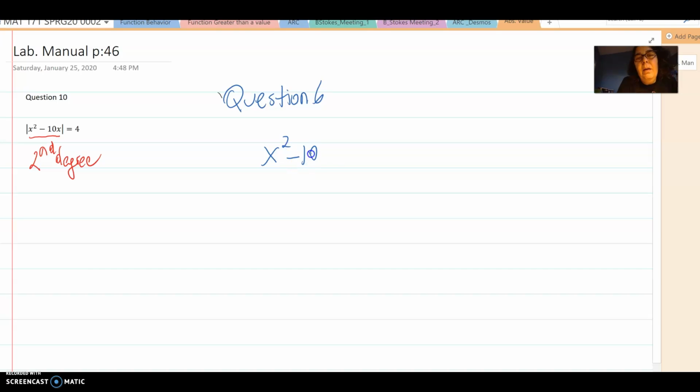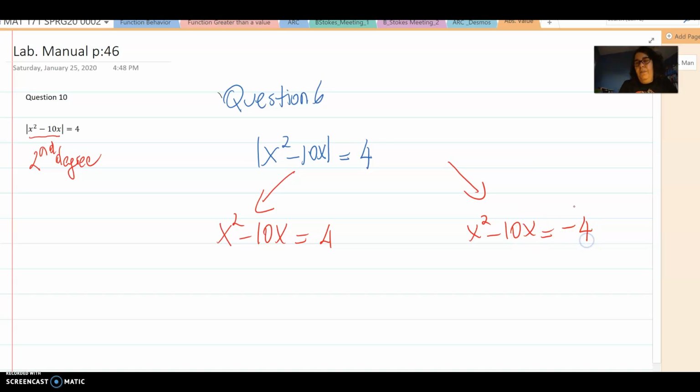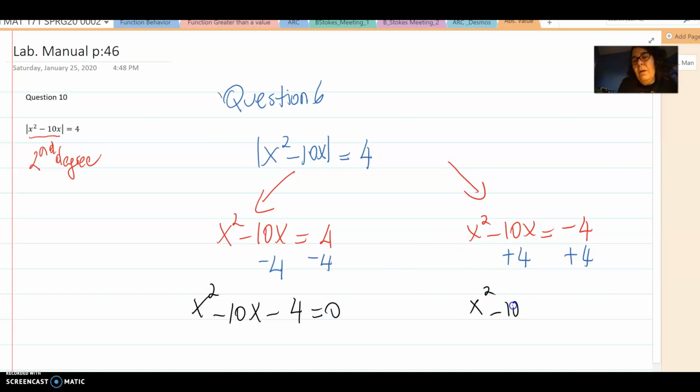So the absolute value of x squared minus 10x equals 4. So how do we solve that? x squared minus 10x equals 4, or x squared minus 10x equals negative 4. Alright, so second degree equations are being solved. You need to make the equation equal to 0. So I add 4 here, 4 there, negative 4 there. So the new equation on this side will become x squared minus 10x minus 4 equals 0. And here it will become x squared minus 10x plus 4 equals 0.